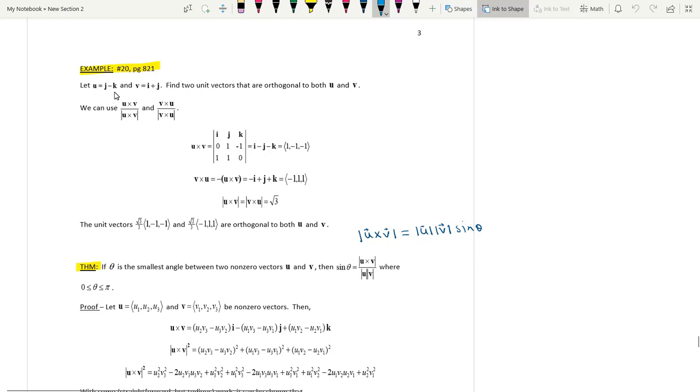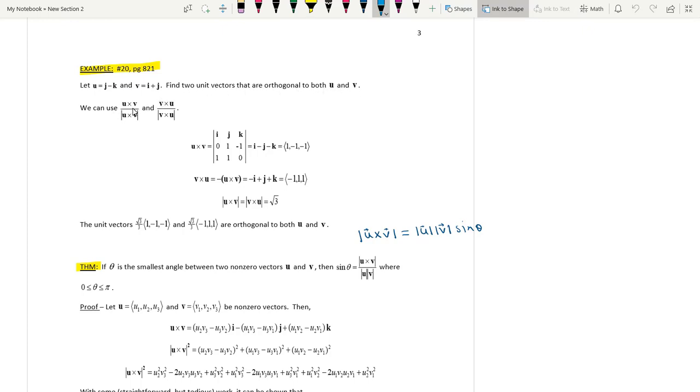Now in this example we have been given u and v. We need to find two unit vectors that are perpendicular to both u and v. So we know that the cross product is perpendicular to both u and v, but here they ask for a unit vector. So what we can do is divide the cross product u cross v by its modulus, then we will get the unit vector which is orthogonal to both u and v.